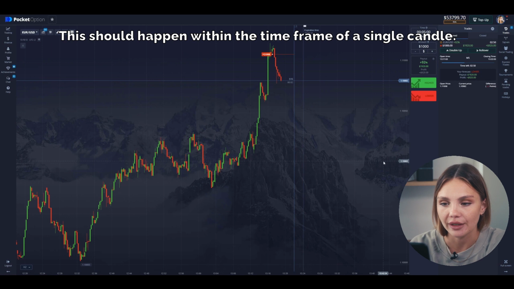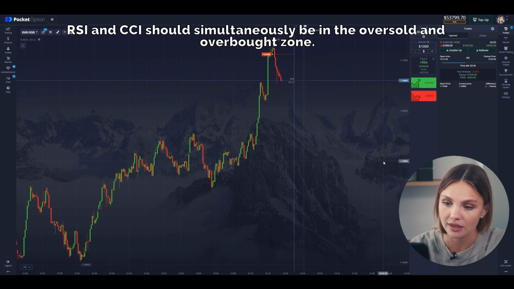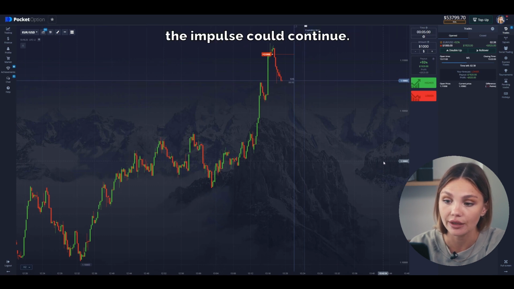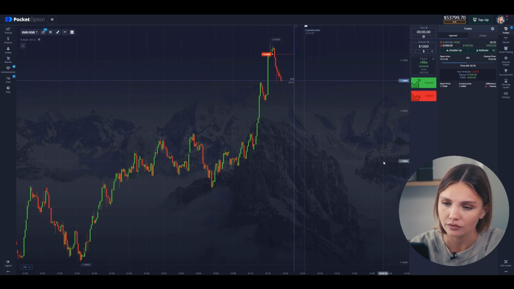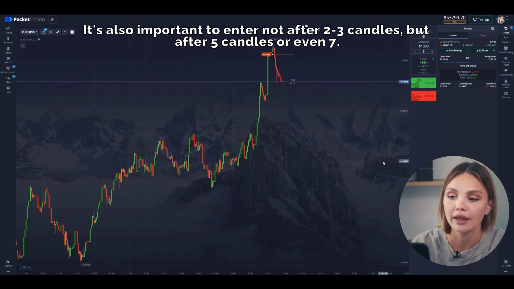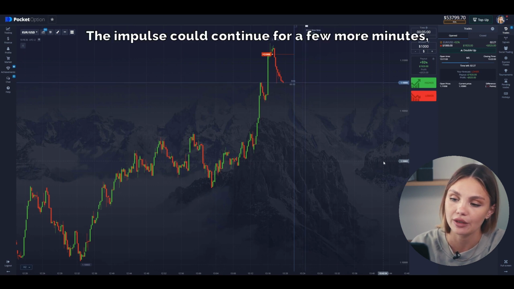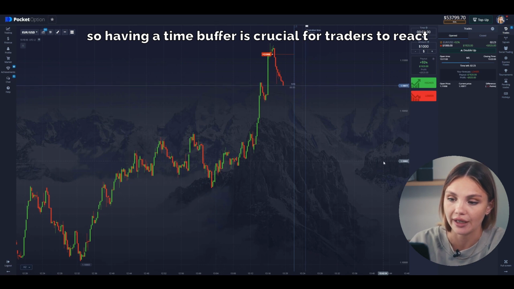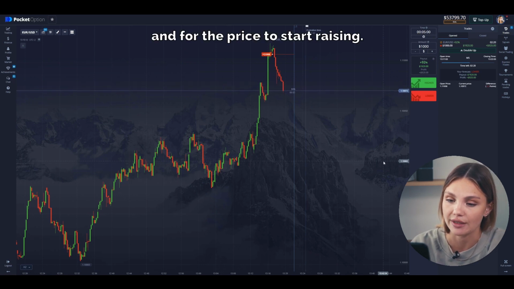This should happen within the time frame of a single candle. RSI and CCI should simultaneously be in the oversold and overbought zone. This is crucial because if one of the indicators doesn't show an extreme price condition, the impulse could continue. It's also important to enter not after 2-3 candles, but after 5 candles or even 7. The impulse could continue for a few more minutes, so having a time buffer is crucial for traders to react and for the price to start retracing.